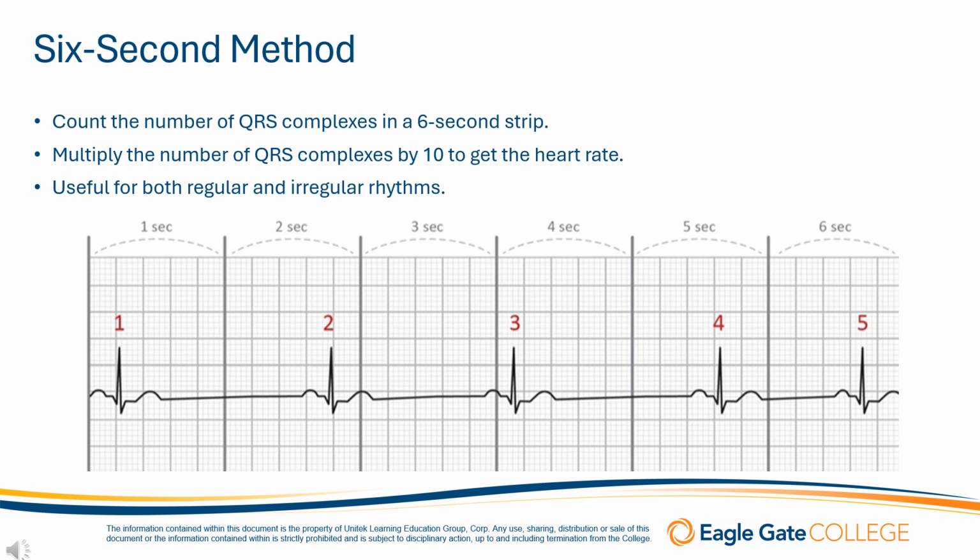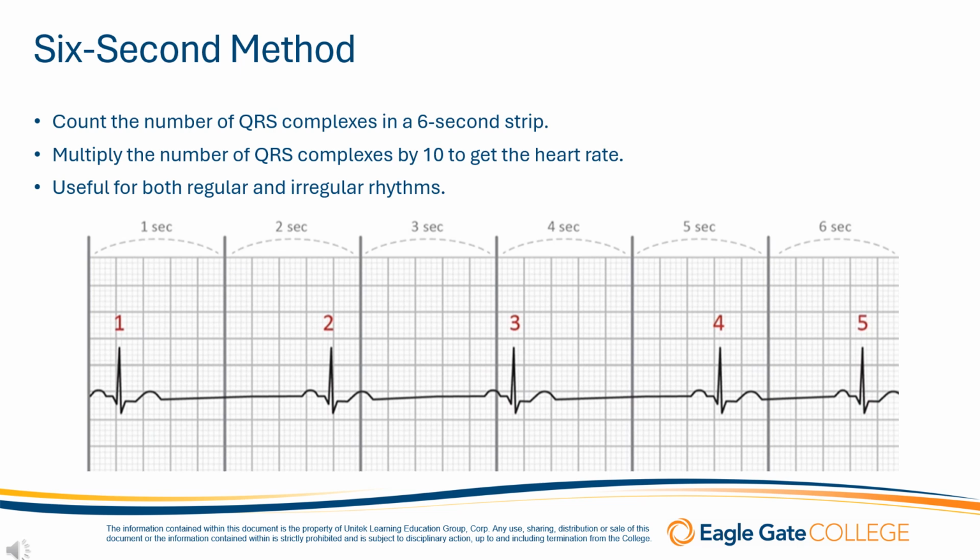The QRS complex represents ventricular depolarization, and this corresponds to a heartbeat. Carefully count each QRS complex, ensuring that you don't miss any, and then multiply that number of QRS complexes by 10. Since the 6-second strip represents 10% of a minute, multiplying the number of QRS complexes by 10 will give you an approximate heart rate in beats per minute. For example, if you were to count 8 QRS complexes in a 6-second strip, that would be 8 times 10 equals 80 beats per minute.